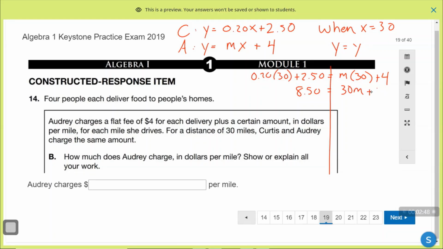I'm just going to rewrite that as we might normally see our variable. And we can subtract 4 from each side, giving me 4.50 is equal to 30m. And then we can divide 4.50 by 30 on both sides, and we can see that it's going to be 15 cents for our slope. So she is charging a total of 15 cents per mile as a result. And when they say show or explain all your work, I just showed all my work, or you could verbally explain that. Here, I'm just looking for you to put in the 15 cents for this actual sheet.